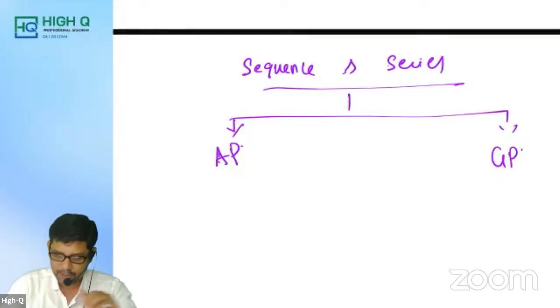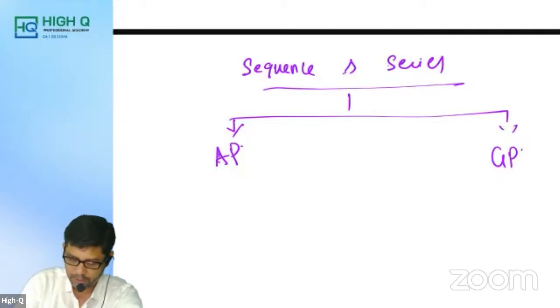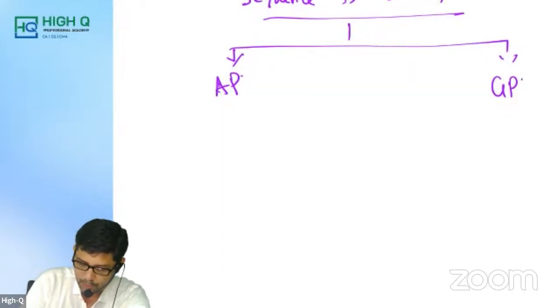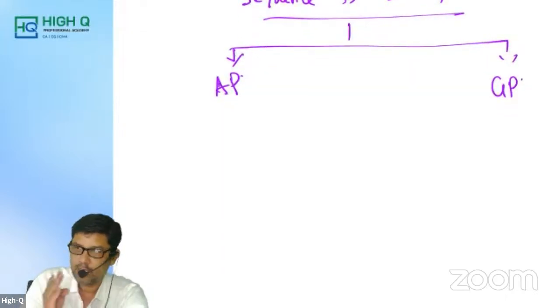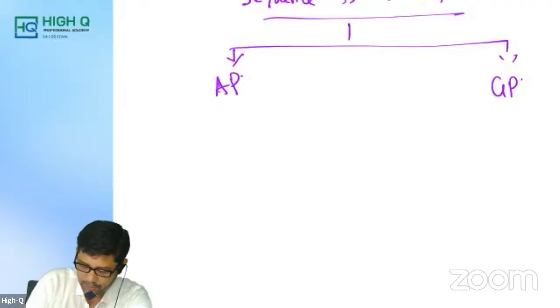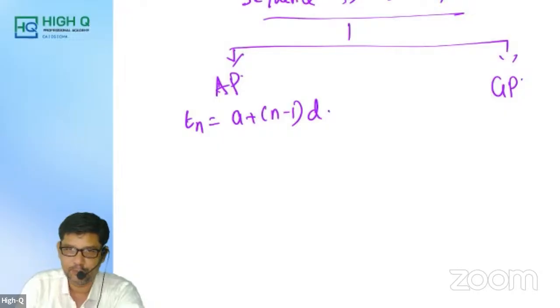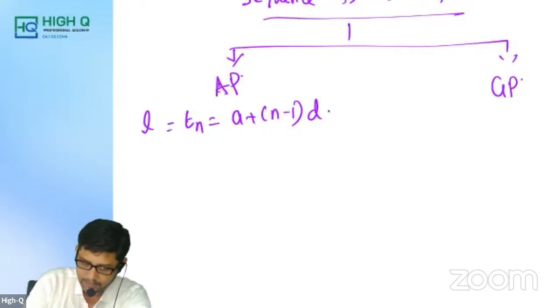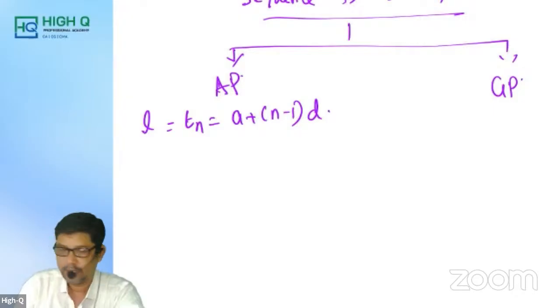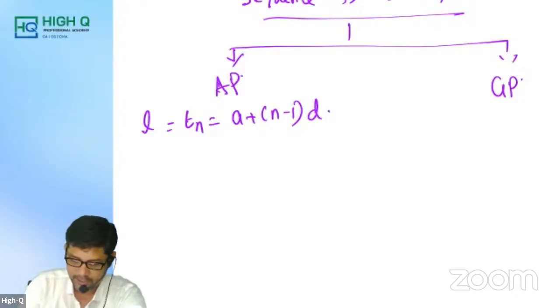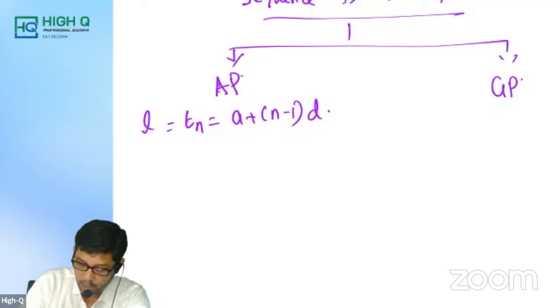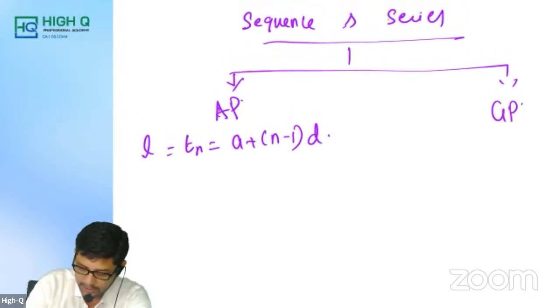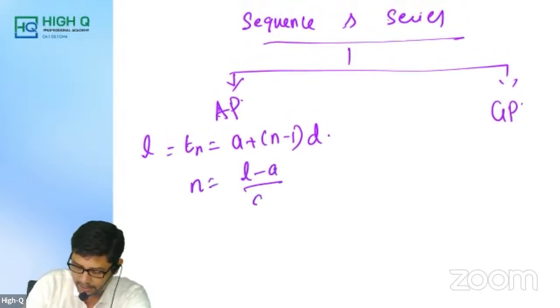Arithmetic progression and geometric progression. Now listen here. In arithmetic progression, for sequence there is one formula, for series there is one formula. For sequence, Tn is equal to a plus n minus 1 into d. Tn can also be written as the last term, L. L or Tn is equal to a plus n minus 1 into d. How to find n? n is equal to (L minus a) by d plus 1.